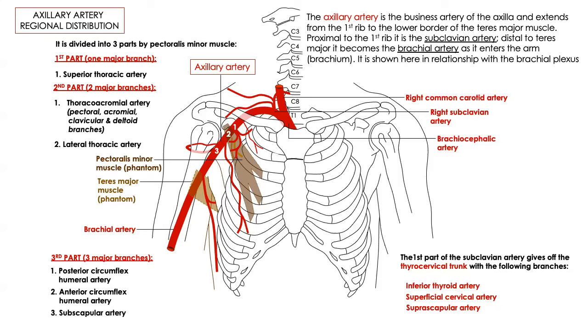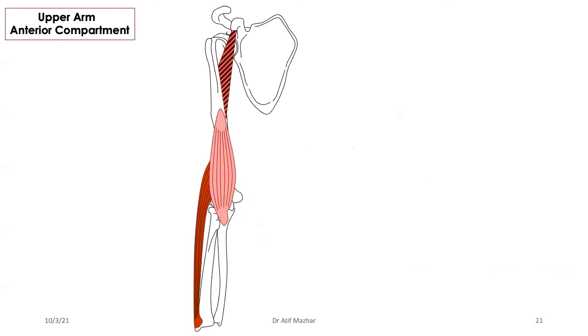Subscapular artery. So you don't forget, the axillary artery is divided into three parts. First part, one branch; second part, two; third part, three. Are we good? Now there are names. Let's ignore them.